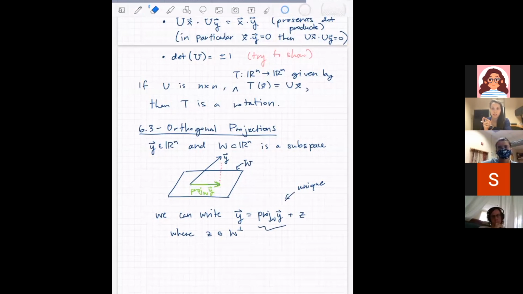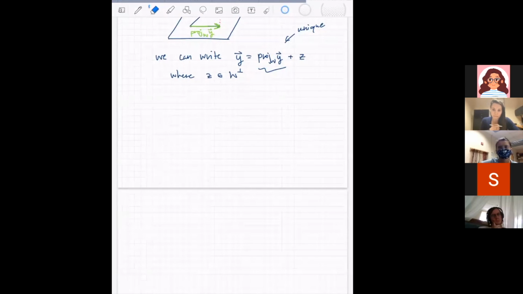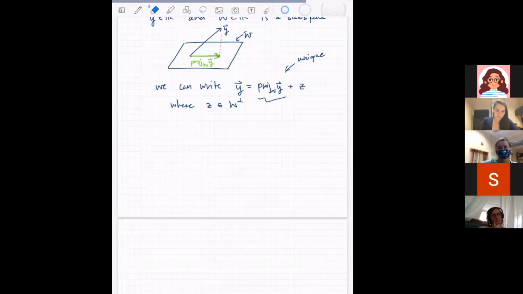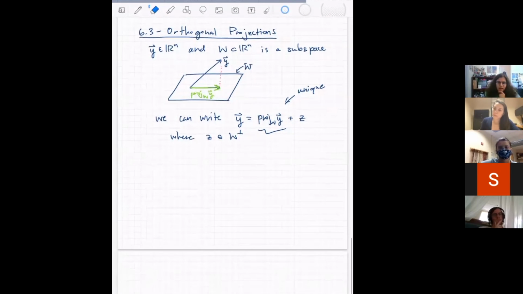And so this gives us a way to define this, right? Because the z being in W perp is defined, right? We know how to get that. And we know what y is because we start with that. And so this tells us how to uniquely define the projection of y onto W, right? Do we know that? Mhm. I guess.